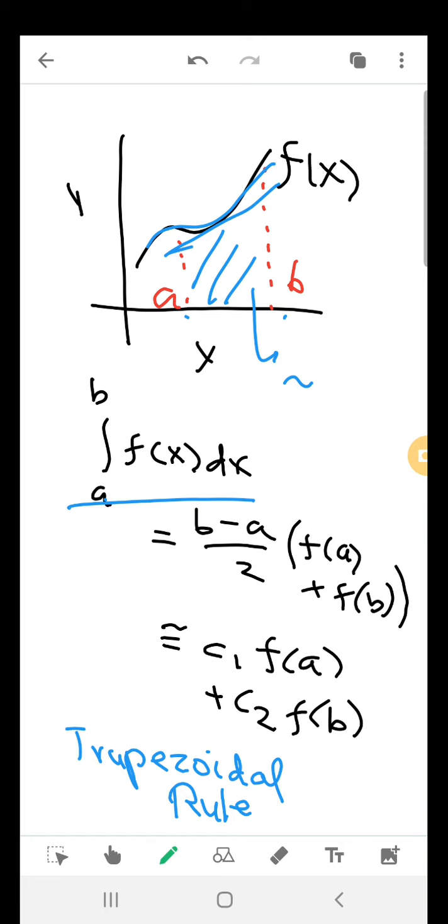Now, this value is actually equal to the area of the trapezoid that we have formed, and using the basic formula of the area of a trapezoid, it comes out to be (b minus a) by 2 into (f(a) plus f(b)). Now, as you can see, this is not very accurate.